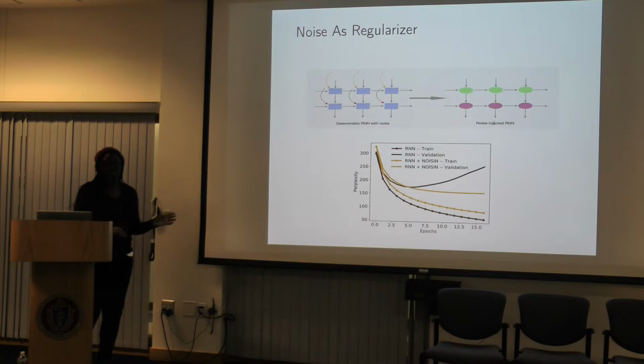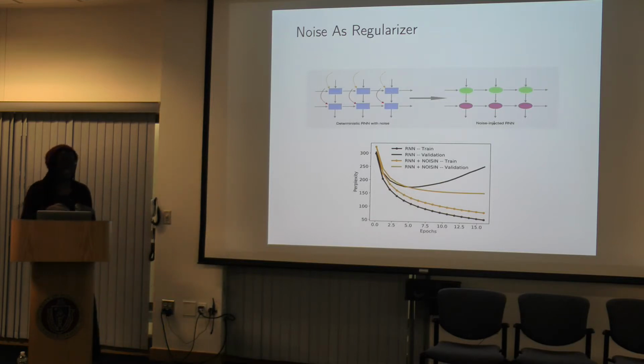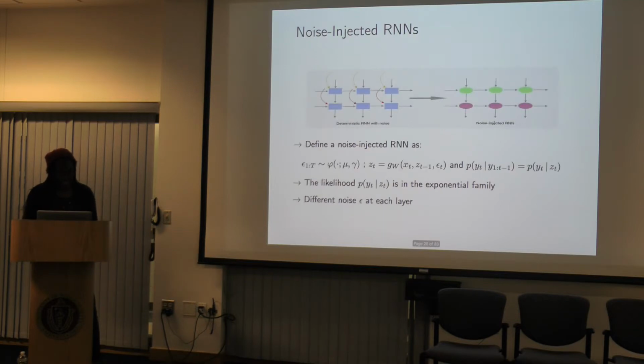That's typical overfitting. But on the other hand, if you look at the RNN with noise injected, both of the perplexities keep going down, the perplexity on the training data and on the validation data. So this is promising. And what we did was formalize it even more.